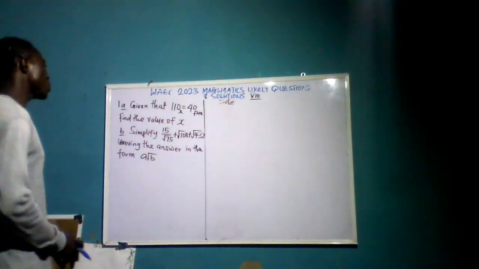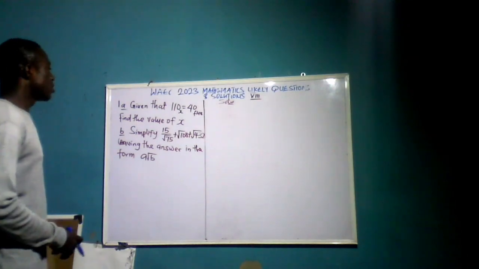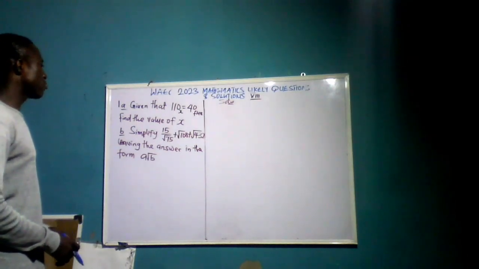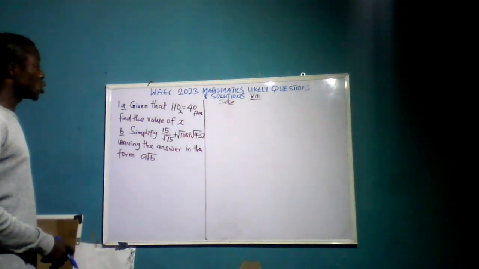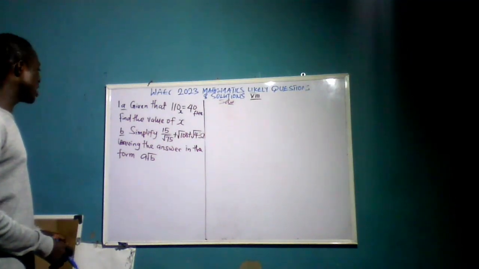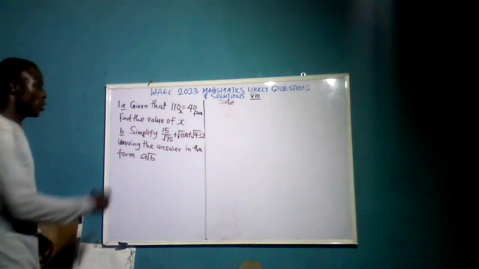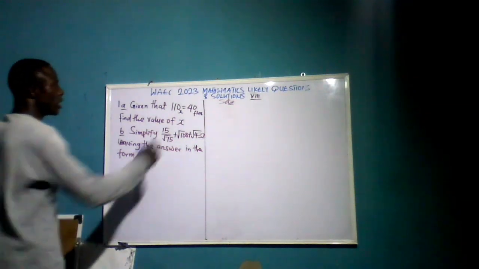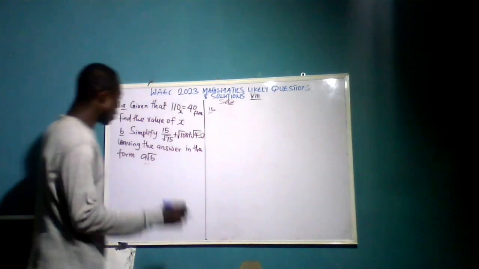Question number 1B, we are asked to simplify 15 all over square root of 75 plus square root of 108 plus square root of 432. Okay? And we are asked to leave our answer in the form of A root B. Now, solution to question number 1B.